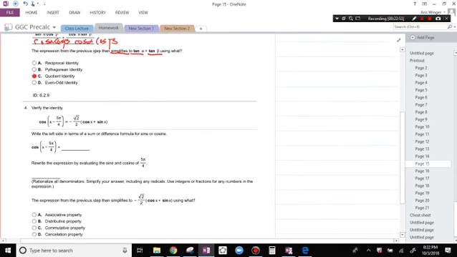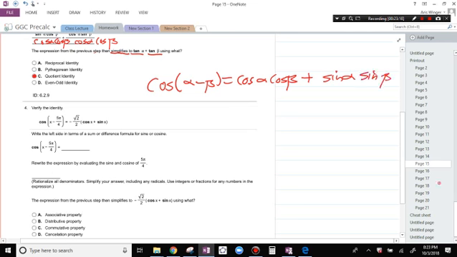All right, show that the cosine of x minus 5 pi over 4 is negative square root of 2 over 2 times the cosine of x plus the sine of x. Again, we're going to write the identity: the cosine of alpha minus beta is cosine alpha cosine beta plus sine alpha sine beta. Alpha in this case is x. Beta is 5 pi over 4.